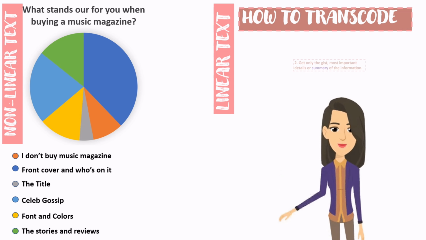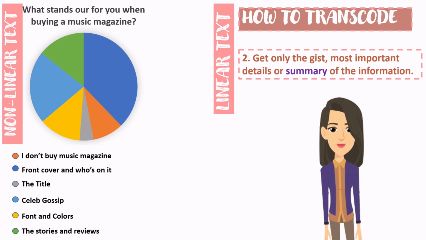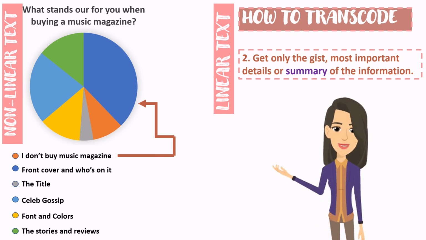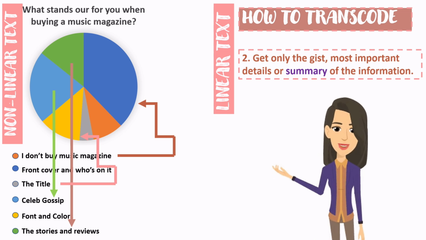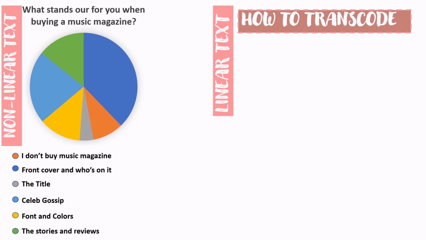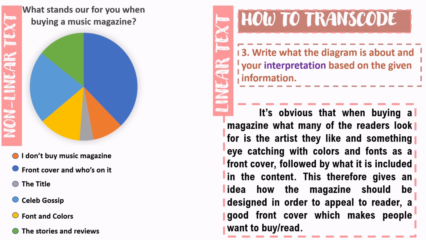Step 2. Get only the gist, most important details, or the summary of the information. In this pie chart, we can see that the highest percentage goes to the front cover and who's on it. It is followed by celeb gossip and the stories and reviews, while the title has the lowest percentage. Step 3. Write what the diagram is about and your interpretation based on the given information. Let us take a look at this example.